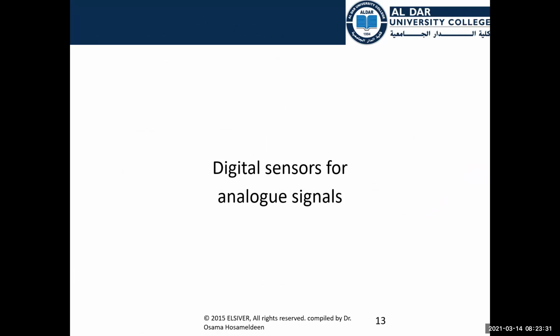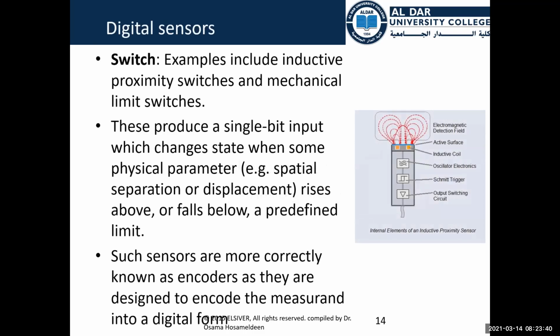so we will take the next part, which is digital sensors for analog signals. The first digital sensor, maybe you faced it many times when you go to an elevator, or when you are driving or entering a big mall. Maybe you are facing this kind of digital sensor in many places you go. Its working is very simple.